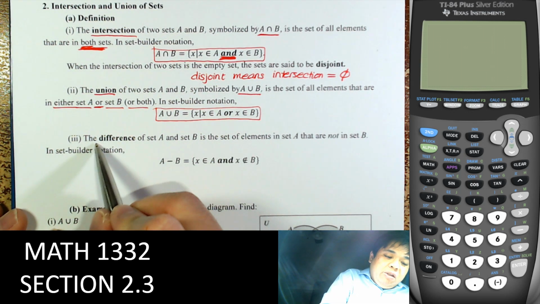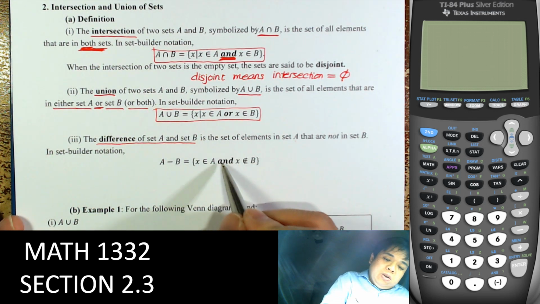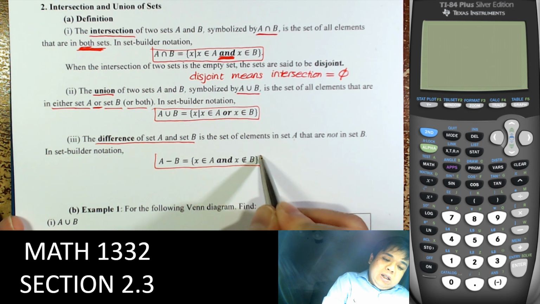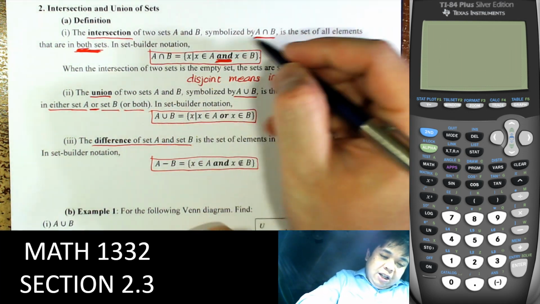And finally, the difference of A and B is the set of elements in A but not in B. So in A but not in B. Right. Now let's try to draw a little Venn diagram for each situation. First, the intersection.